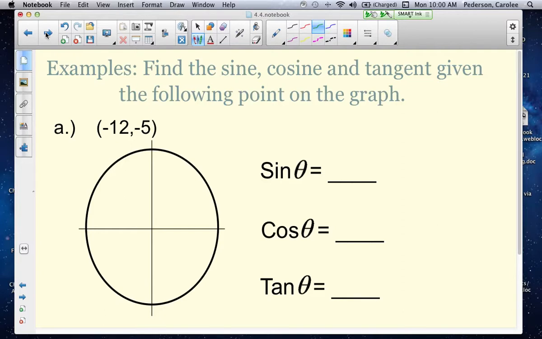So this first one is given to us as an ordered pair, -12, -5. I'd write this problem down. We want you to find the sine, cosine, and tangent given this point. I would recommend that you draw these pictures of your angle, where it falls. So this x value is -12, and my y value is -5. Which quadrant would this angle theta fall in? Quadrant 3, correct.